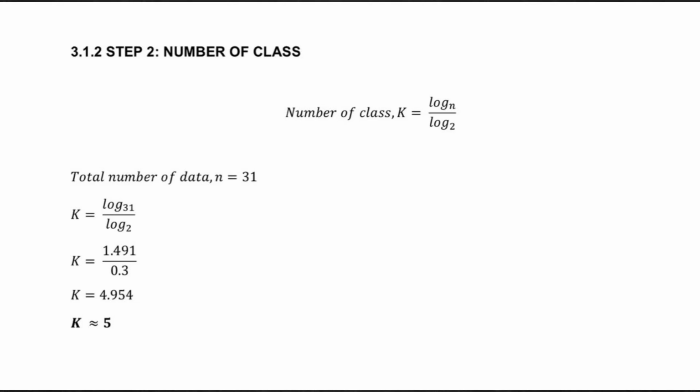Step 2. Determine the number of classes. The second step is to determine the number of classes. The total number of observations is 31. Using the formula for determining the number of classes, the calculated value is approximately 4.954. After rounding to the nearest whole number, the number of classes becomes 5. Therefore, 5 classes are used in this frequency distribution.